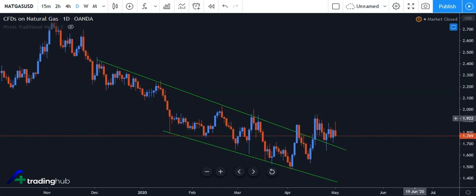I want to see price bounce off this zone and make the next rally at least to the 2.0 zone or the 2.100 zone. So this is the trade we are looking for this week on natural gas. But let's just look at the lower time frame and see what price is doing.